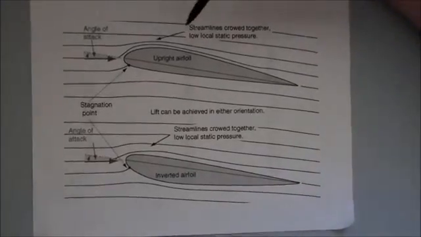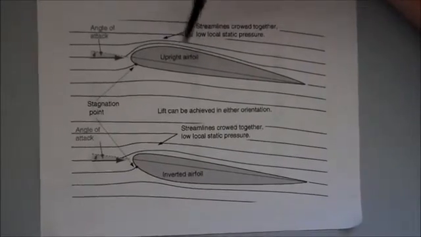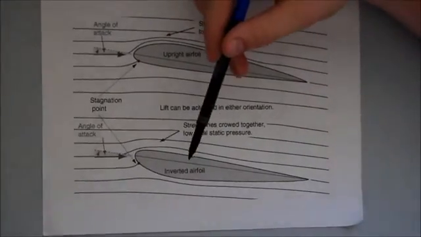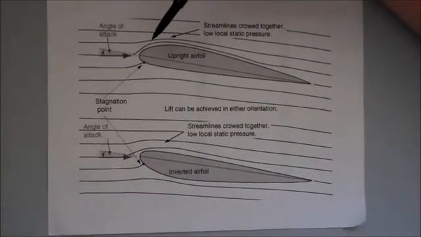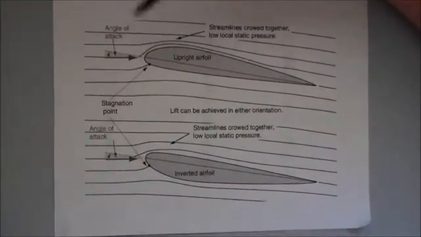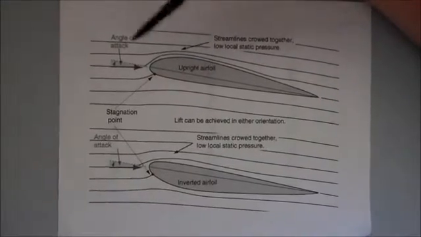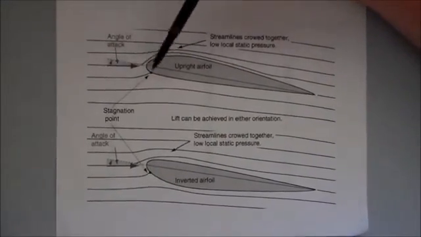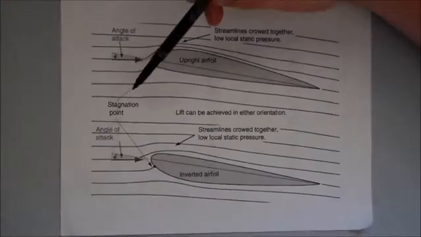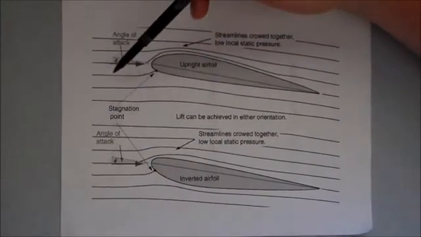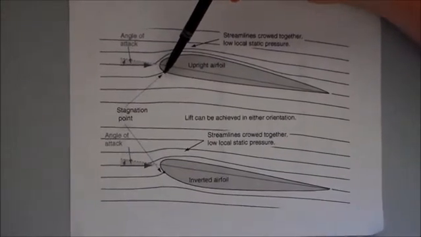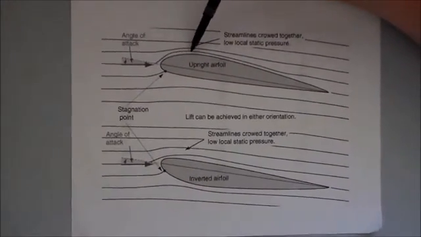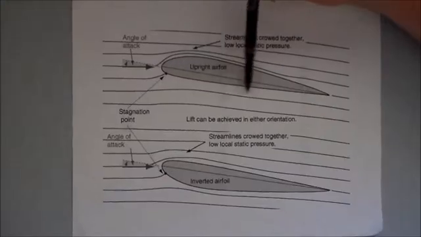So here we have two examples of different kinds of airfoil: the upright airfoil and the inverted. This gives an example of how planes fly upside down. The upright airfoil is just a typical airfoil. The air comes in here, and the brunt force of the air hits the stagnation point right here, and then it either splits this way or goes along the bottom.